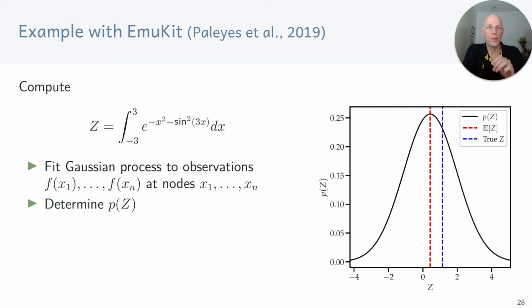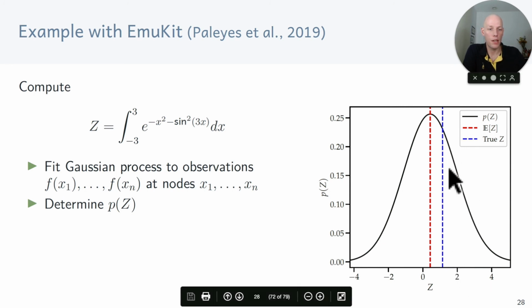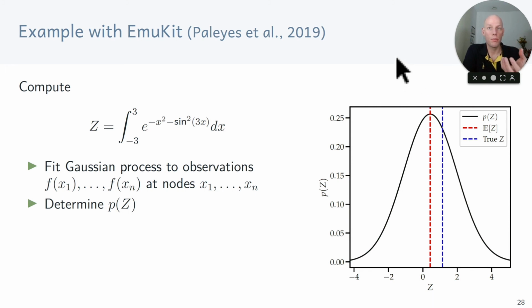In this plot, the true value of the integral is represented by this blue dashed line over here. And the distribution on that integral value, which we get through the Gaussian process we just trained, is represented by this black Gaussian over here. And that black Gaussian has the mean, which is indicated by this red dashed line. What we see here is that the mean is still a bit off, but the estimator is aware of that because the uncertainty is quite large.